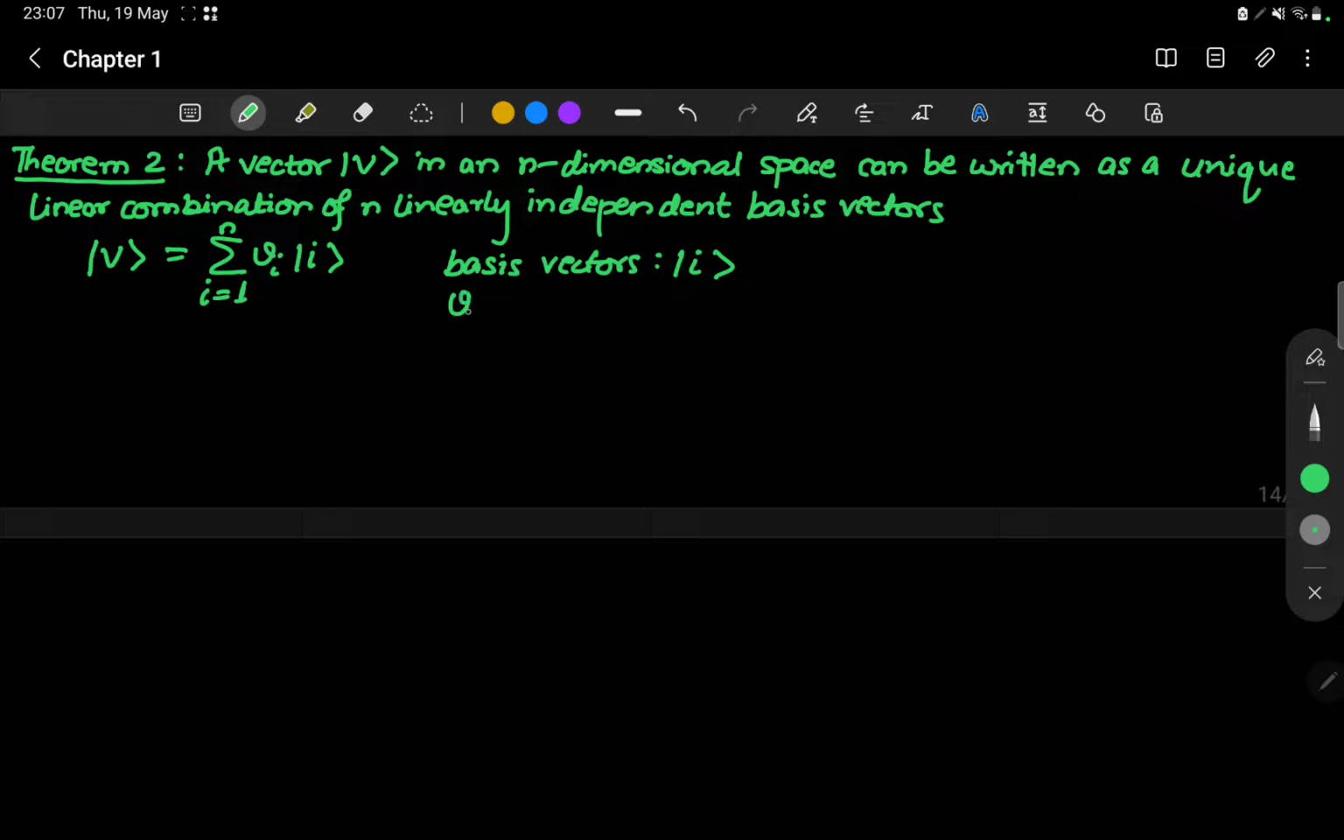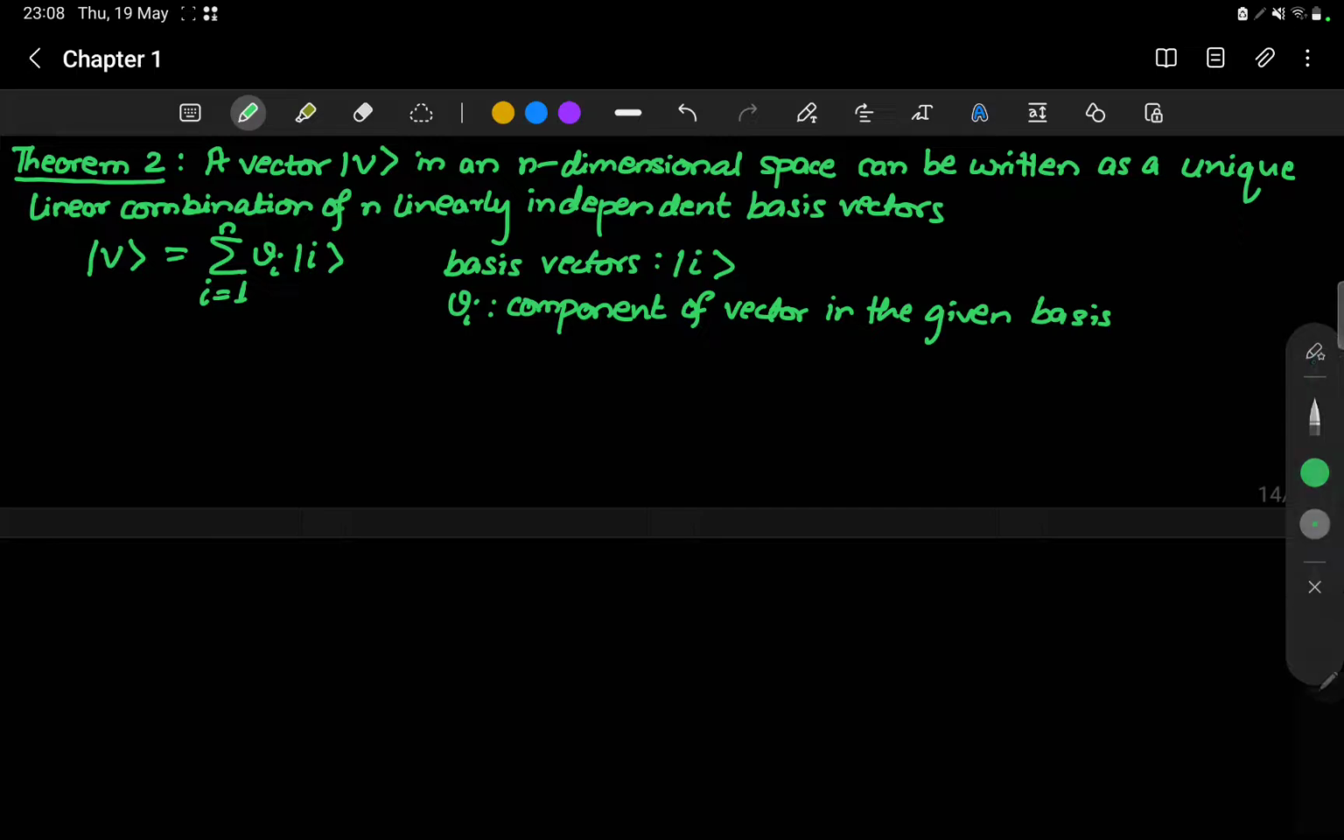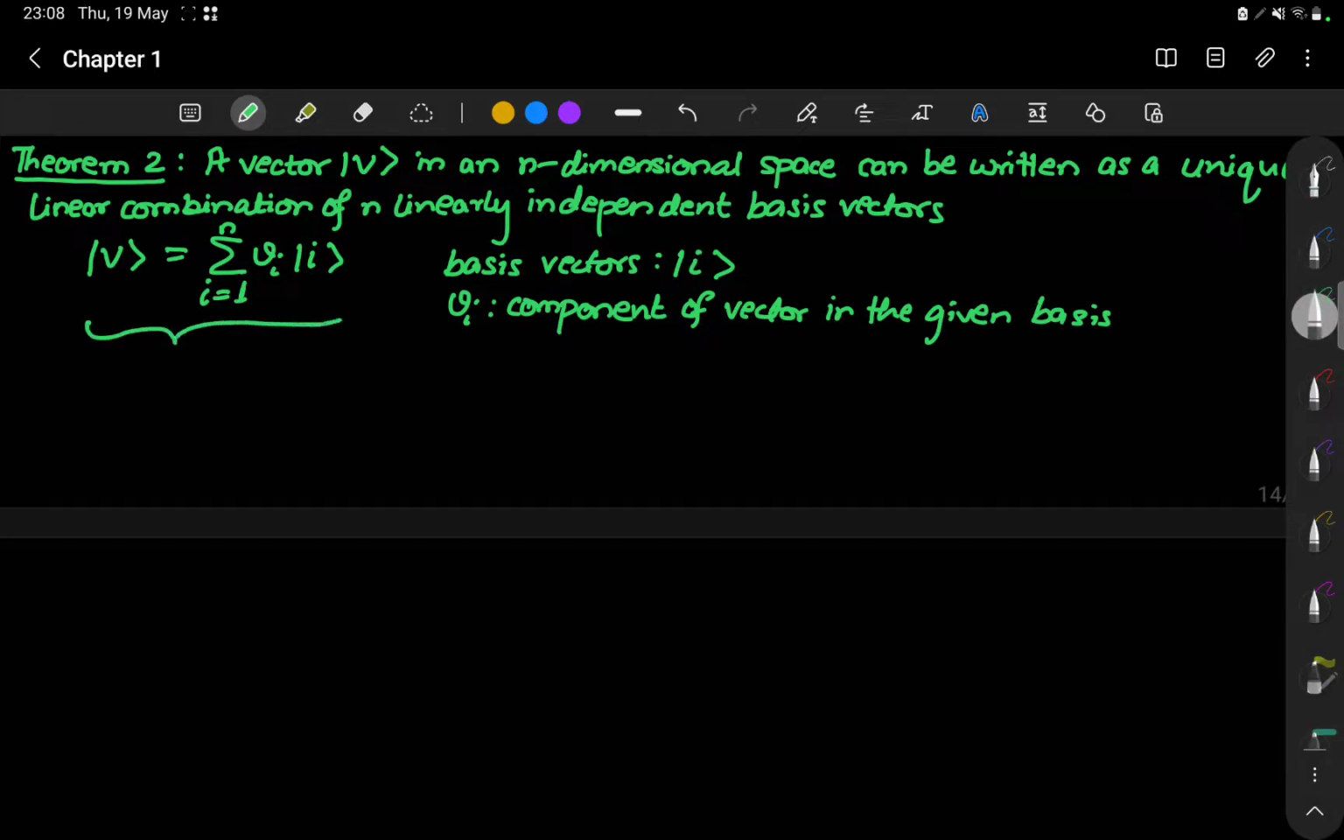So vi is called the component of the vector in the given basis. So we need to show basically that this expansion is unique.